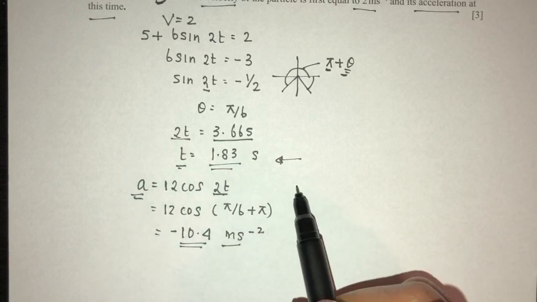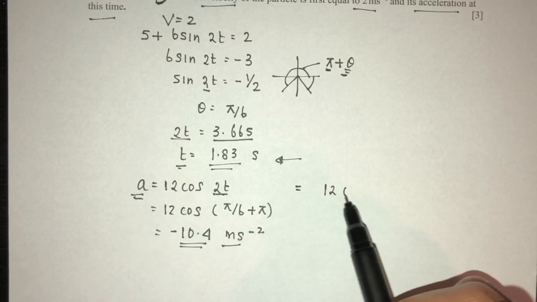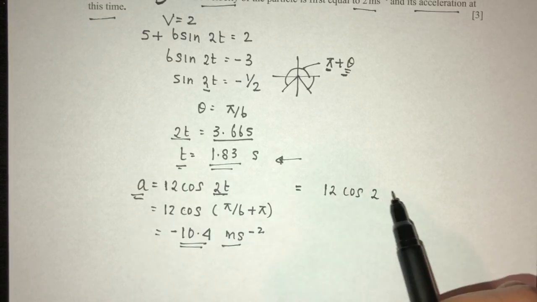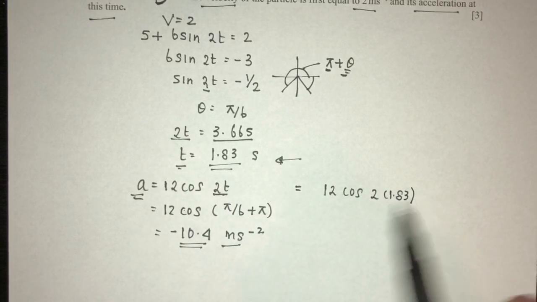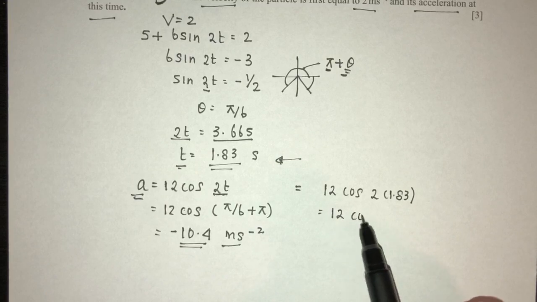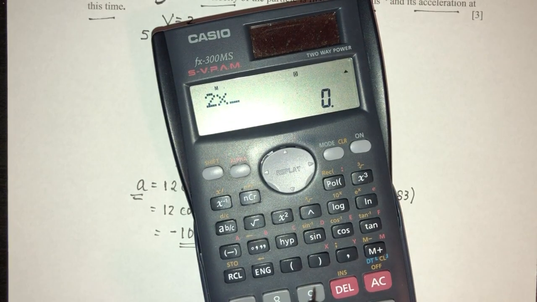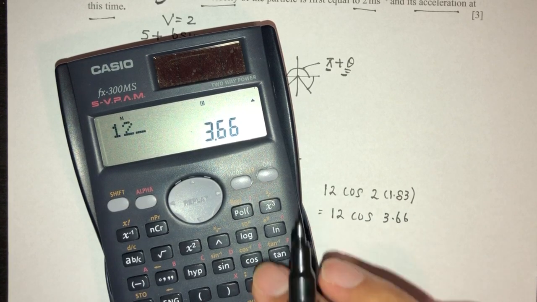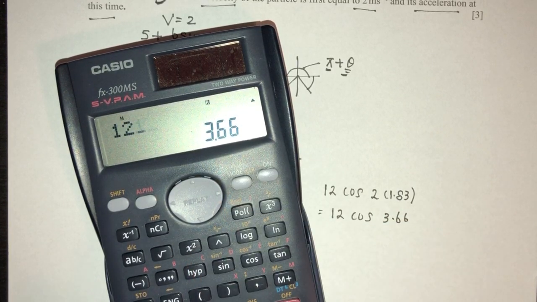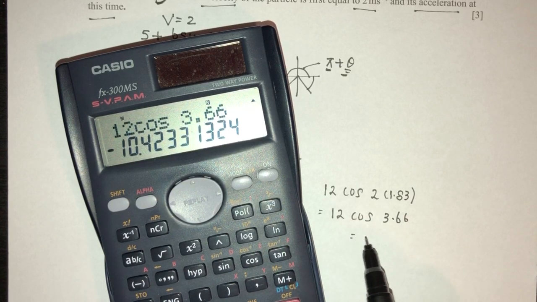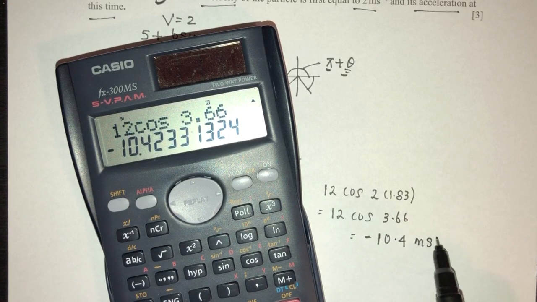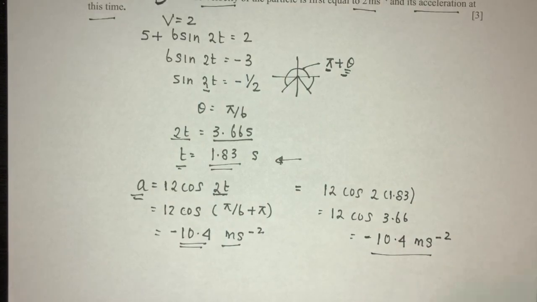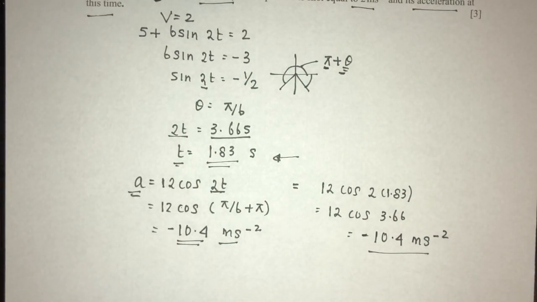You can just use this value of t. So you can just do 12 cos of 2 times t, which is 1.83. That should be 12 cos of, so 2 times 1.83, that should be 3.66. So 12, so let's use radians. So 12 cos of 3.66, that should give you the same value, minus 10.4 meters per second square. That is your question number 8.